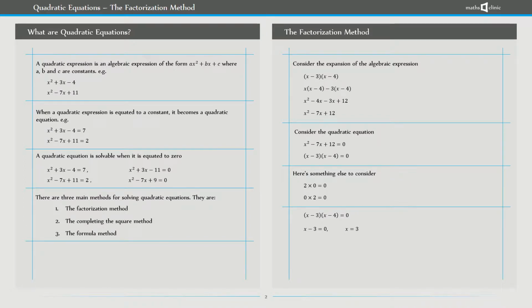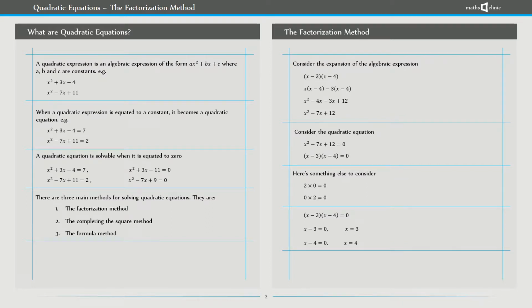We have x minus 3 equals 0, x equals, we move minus 3 over to the right, x equals 3. You have x minus 4 equals 0, and you have x equals 4. And there we have it. We've actually solved this quadratic equation. And all we did was identify that x squared minus 7x plus 12 is the same as x minus 3 multiplying x minus 4.